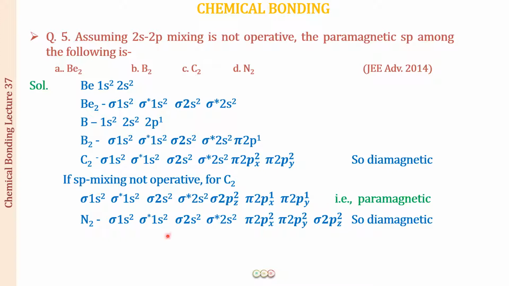So in case of N2, what you will be seeing is that pi orbitals as well as the sigma orbitals, they are all going to be filled. So either if you put it over here or you have put it at the back, it is going to remain the same. So this species would remain diamagnetic. But I hope you understand that whenever SP mixing is mentioned as not operative, you have to do the first filling in sigma 2pz. Okay, I hope this is clear to people.